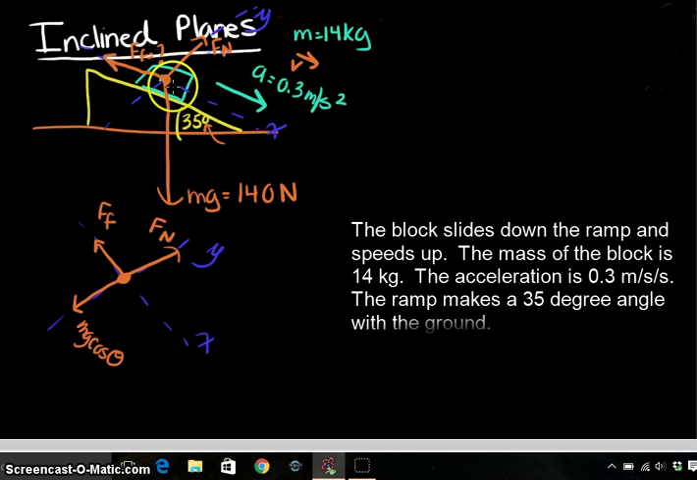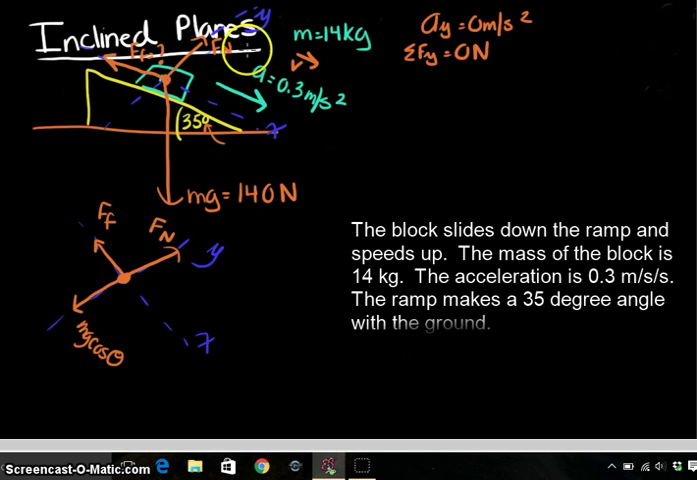Because I can imagine this block sliding down the inclined plane, I know that acceleration in the y direction is 0 meters per second squared. This box will not be accelerating along this y-axis, so therefore the net force in the y direction will be 0 newtons. I know that mg cosine theta then must equal the normal force.